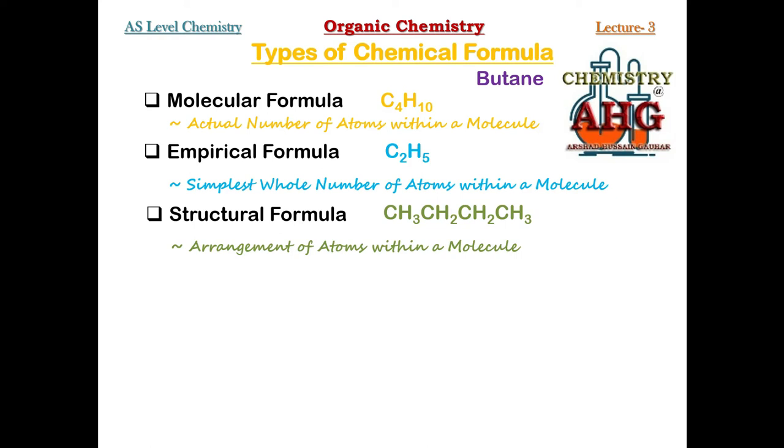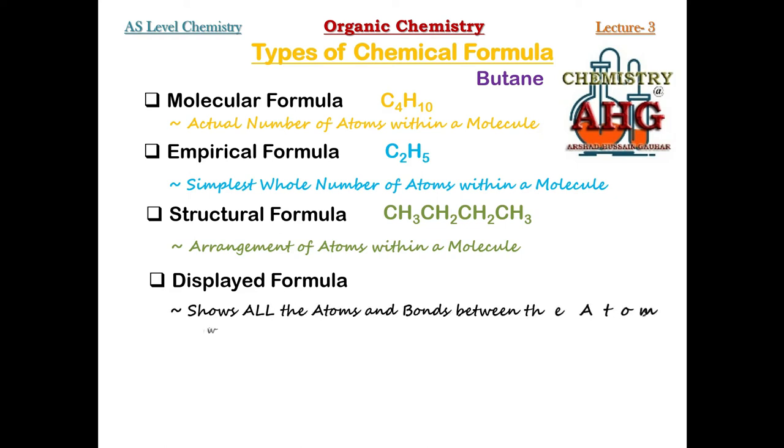Now based on structural formula, another formula we are sometimes asked to write down is the displayed formula. What we have to do in case of displayed formula is make the arrangement of atoms in such a way that it must clearly show us all the atoms as well as the bonds present between different atoms.